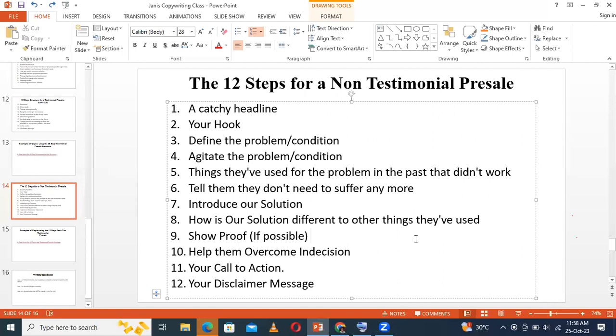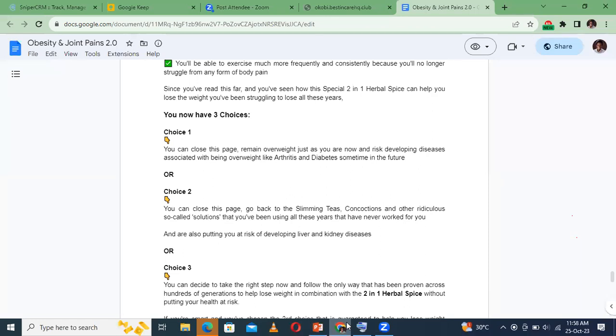Yeah, good. Number 10. So if you notice here, I said you now have 3 choices. The reason I did it like that is just to help them overcome indecision. When you're writing your own copy, you can say something like: since you've read this far, you can either decide to take action now and find out how the solution can help you, or you can go back to what you've been using before that has made your health complicated, or that has made you have severe joint pain, or that has kept your blood pressure reading spiking.